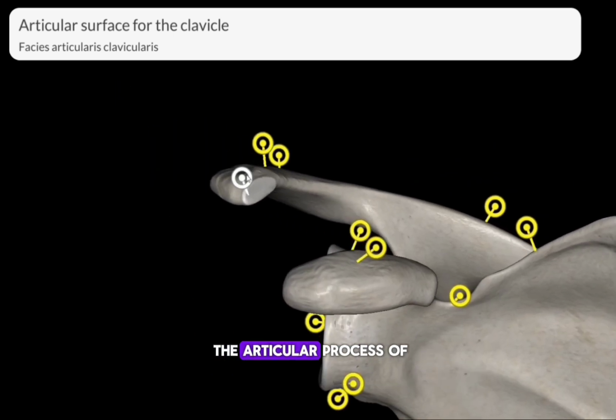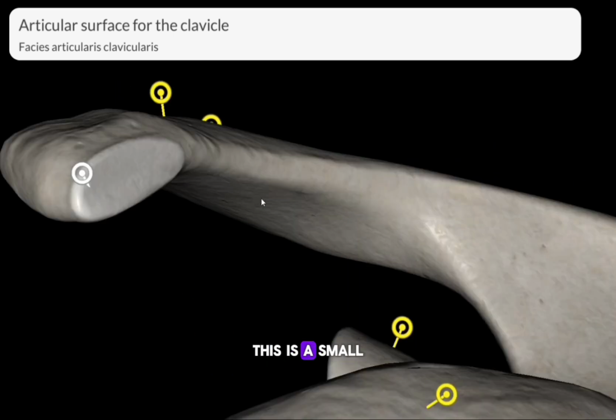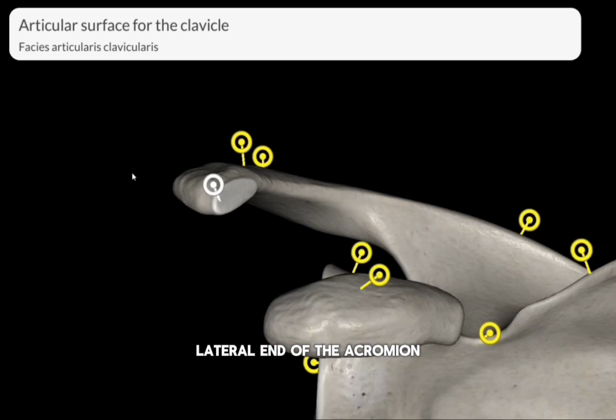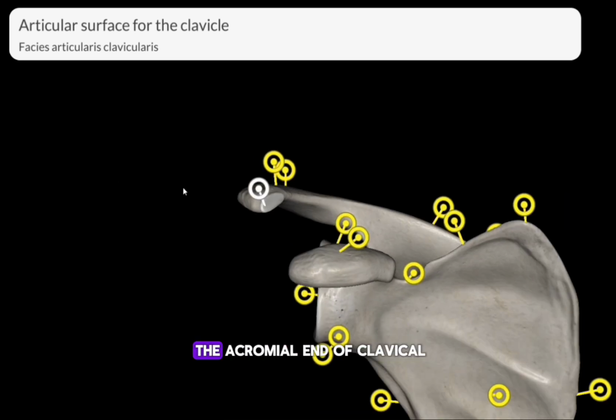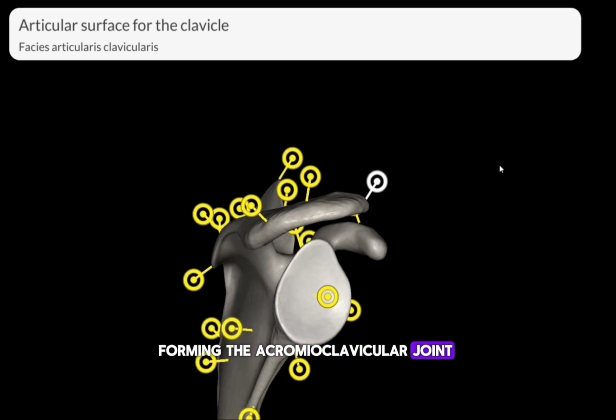Now this one is the articular facet of the acromion. This is a small oval-shaped facet on the lateral end of the acromion, where it articulates with the acromial end of the clavicle, forming the acromioclavicular joint.